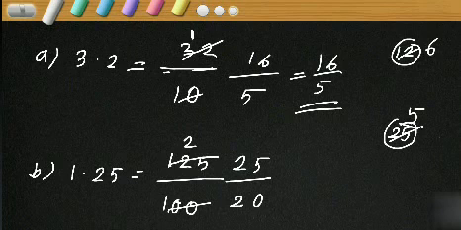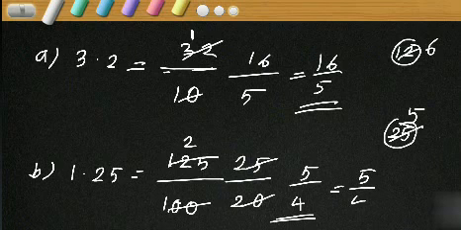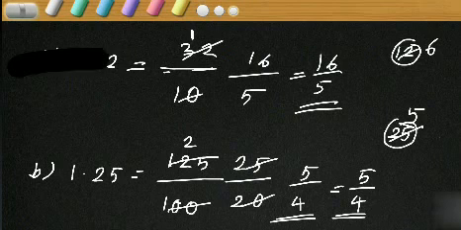Now, does any common factor exist? Yes, again we can cancel by 5's table. 5 fives are 25, 5 fours are 20. So which is the final answer? 5 by 4. So the required answer is 5 by 4. 5 by 4 is the required fraction.